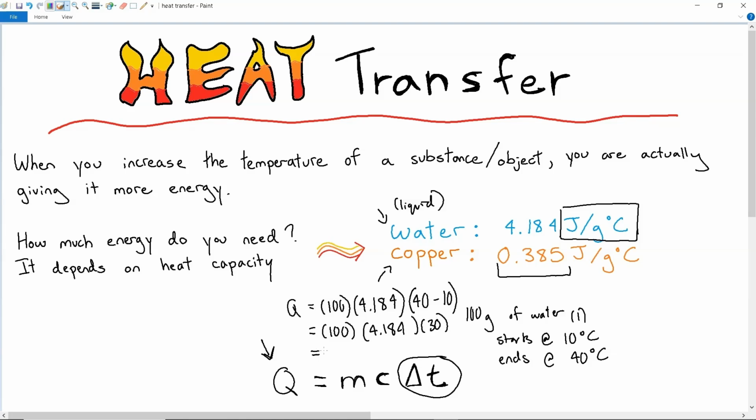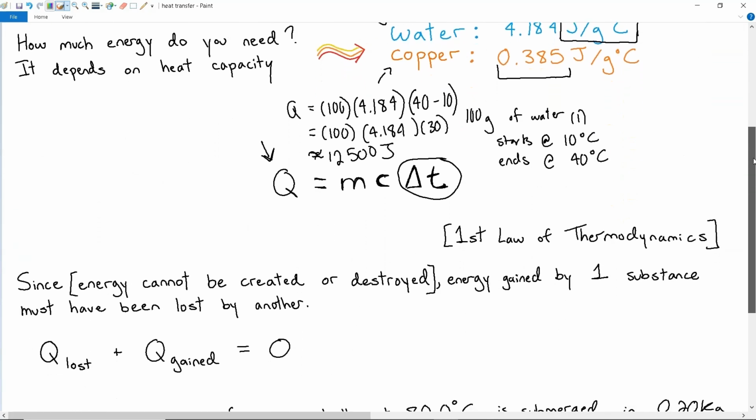And when I plug in all these values, I get around 12,500 joules of energy. So this is how much energy is required to raise the temperature of 100 grams of water by 30 degrees. Now what we can do with this information is we can actually pair it with the first law of thermodynamics.